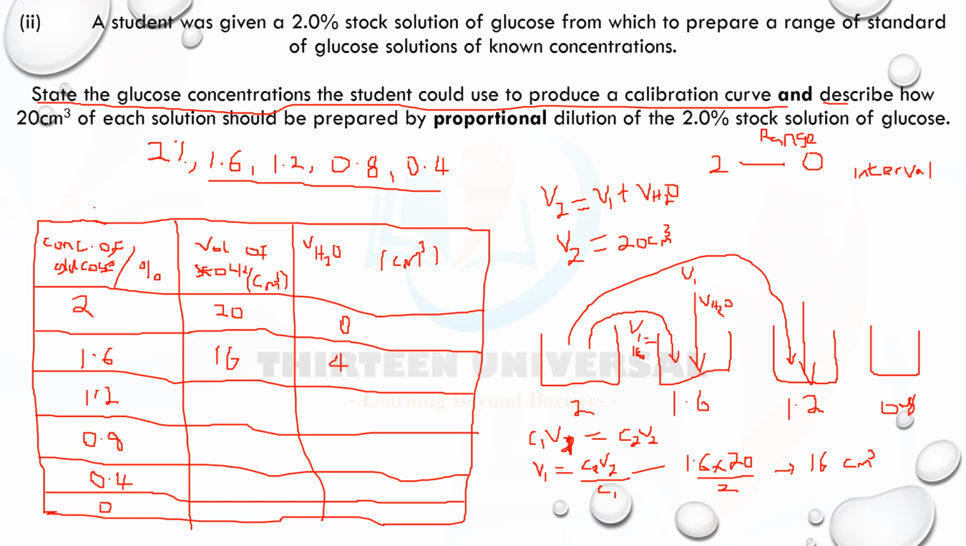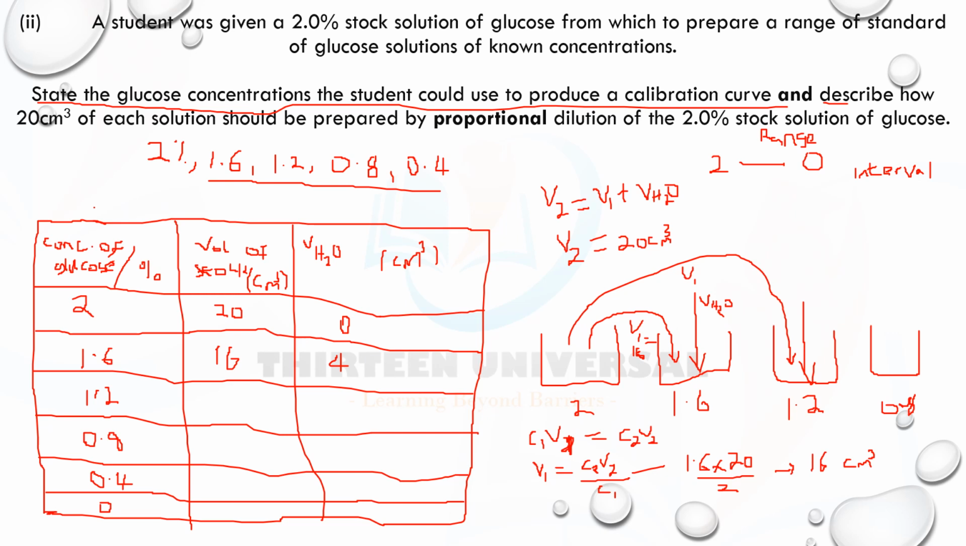Now if I'm moving from 2 to 1.2, that means my final concentration is 1.2. So it's going to be 1.2 times 20 divided by 2. I just remove this and put 1.2. So 1.2 times 20 is 12. No, it's 24. 24 divided by 2 is 12.